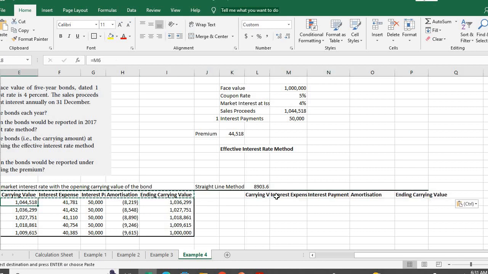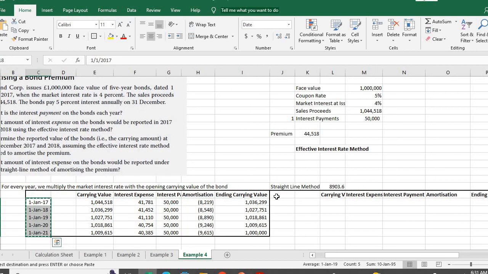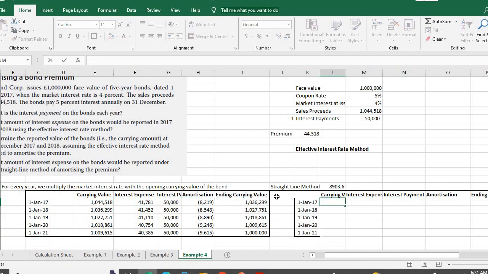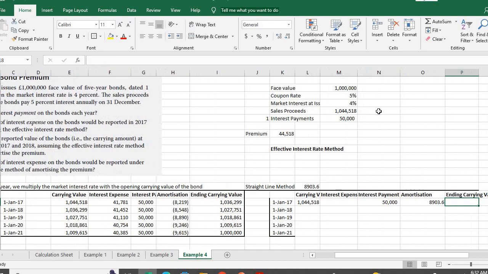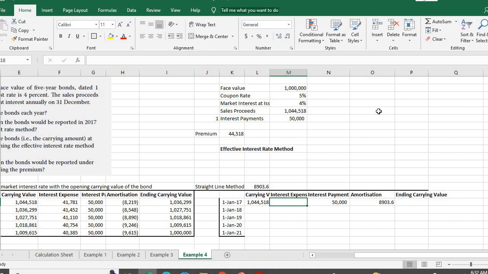So let me copy the dates as well. So opening carrying value will be obviously the same, 1,044,000. Interest expense will be, let's just go through this route. So interest payment will be 50,000. Amortization will be 8,903. So basically interest expense will be reduced by that amount.